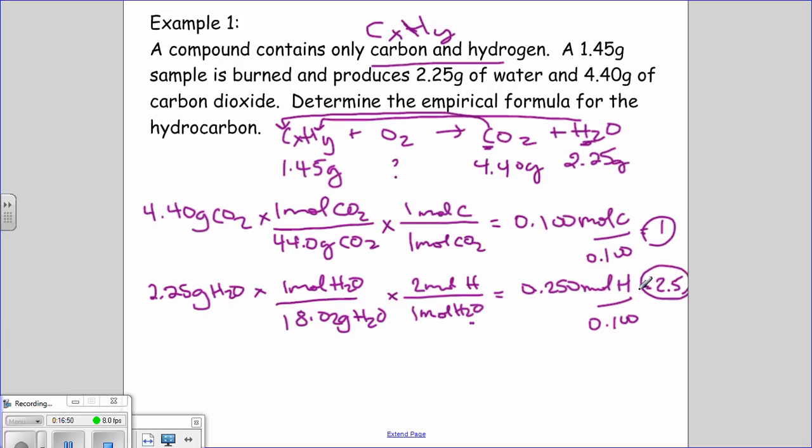I can't have a non-integer such as this, so I have to multiply both of these by 2. So carbon is 2, and multiplying the 2.5 by 2 gives me 5, meaning I have C2H5. When I do this, I can make sure that this makes sense. You can go back through your math if you're not sure, but this is a good formula. This is actually an ethyl group. It doesn't usually exist by itself, but this is a good example for this.